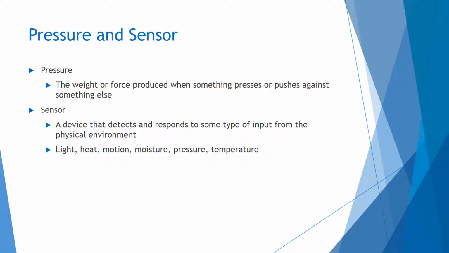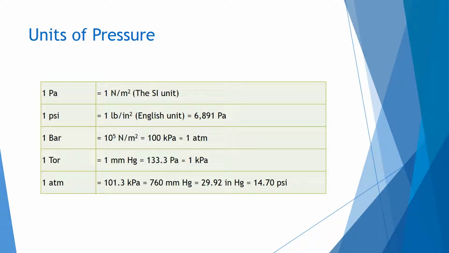There are many types of sensors like heat, light, motion, moisture, pressure, and temperature sensors. What are the units of pressure? Pascal, PSI, which means pound per square inch, bar, torr, and atmosphere. And as you can see in this slide, there are values that are equivalent in those units.